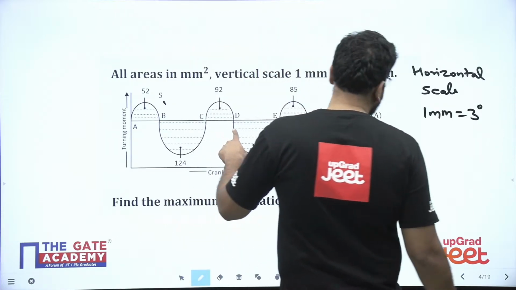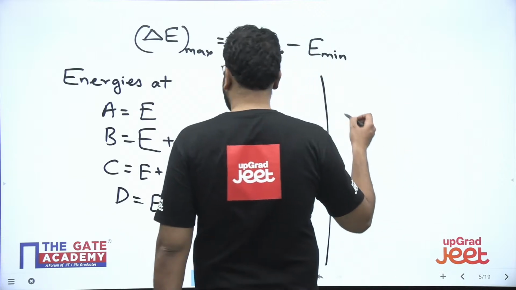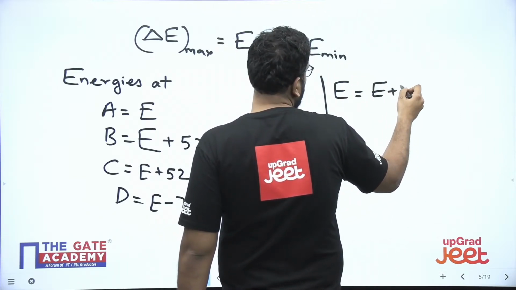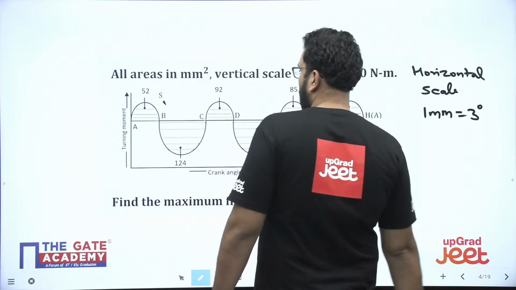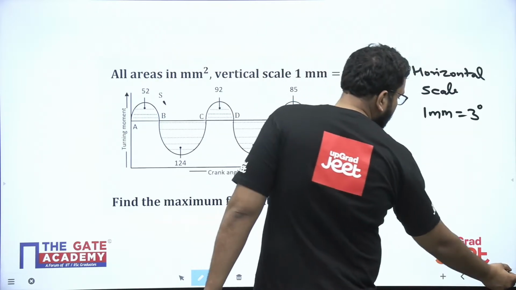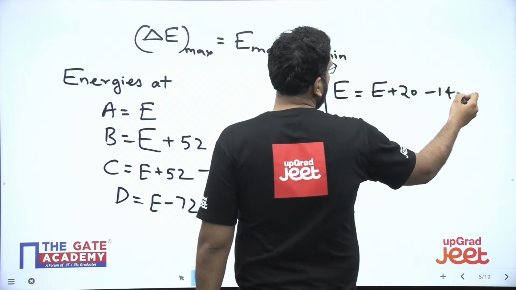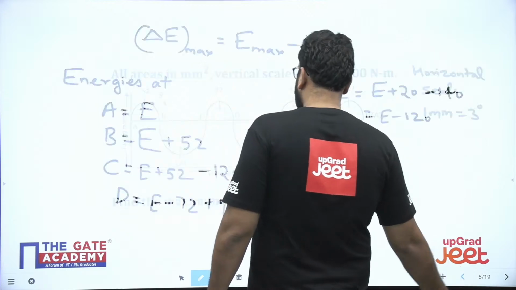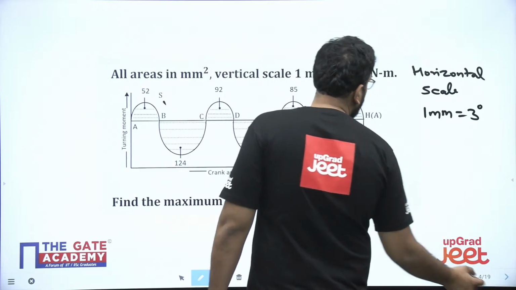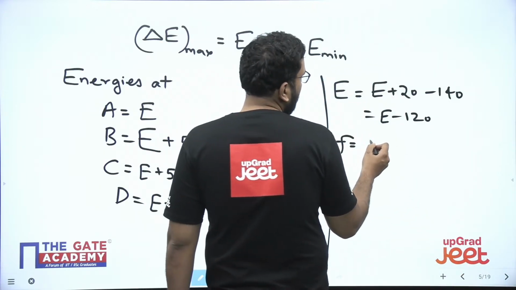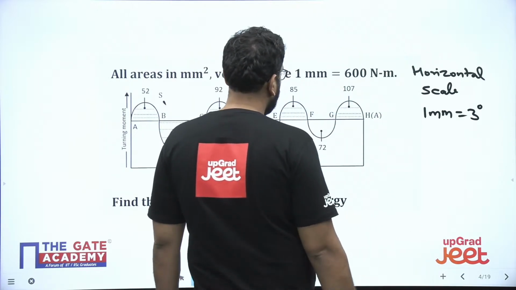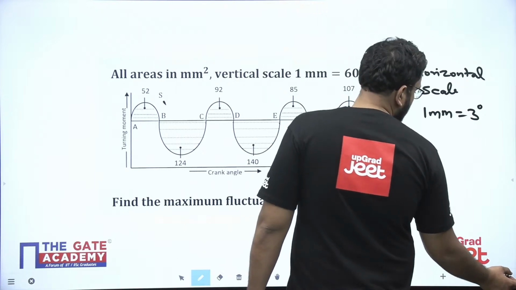So we have D, then to point E. So energy at point E is E plus 20. Now to go to point F we have 140, that is minus 140. So we will be getting E minus 120. Similarly we can move to F, so at F it is going to be E minus 120 and plus 85.